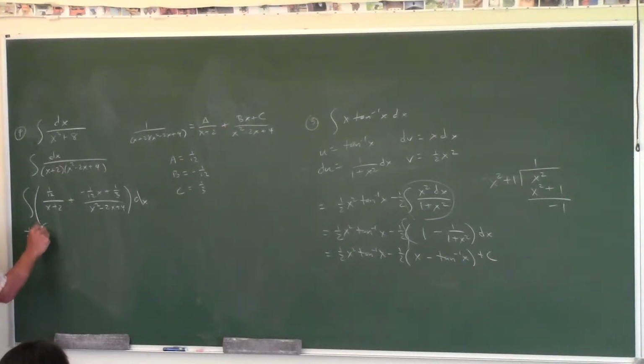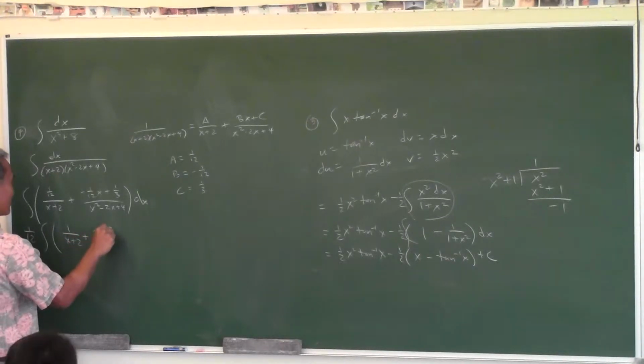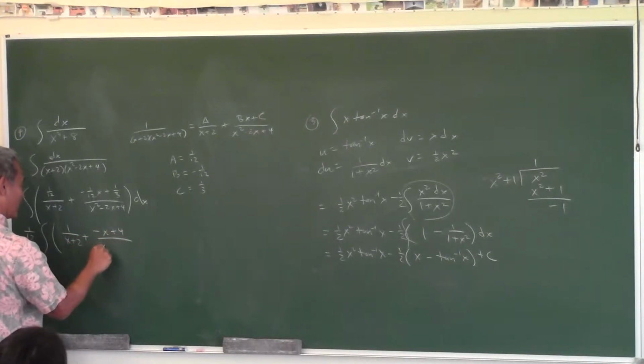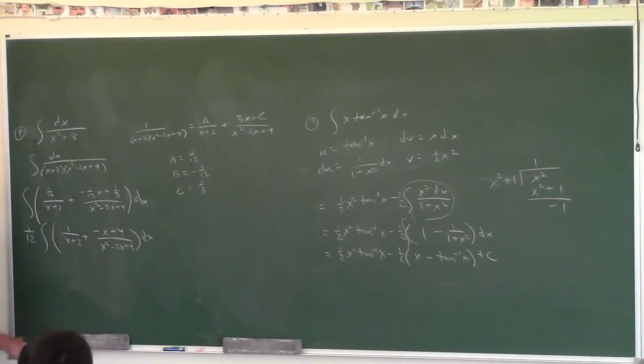Okay, so 1/12, you don't have to, 1 over x plus 2 plus negative x plus 4 all over x squared minus 2x plus 4 dx. Okay, now this integral is easy, right? That's going to be natural log absolute value x plus 2. But how do you do this integral? What do you do?